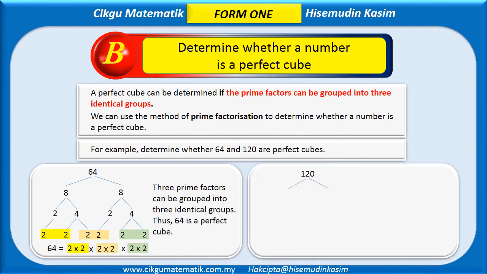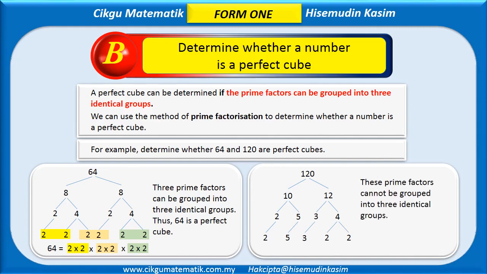120, 10, 12, 2, 5, 3, 4, 2, 5, 3, 2, 2. These prime factors cannot be grouped into 3 identical groups.